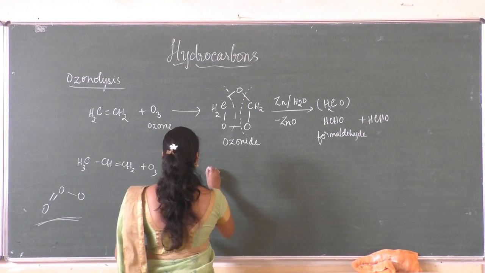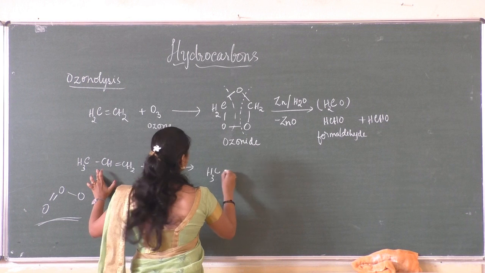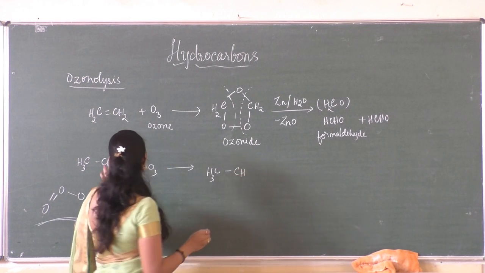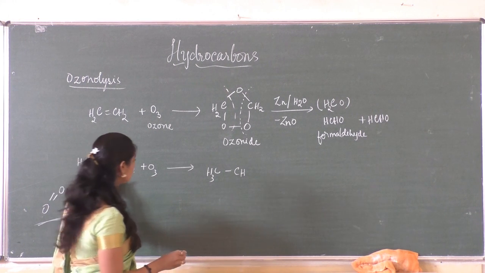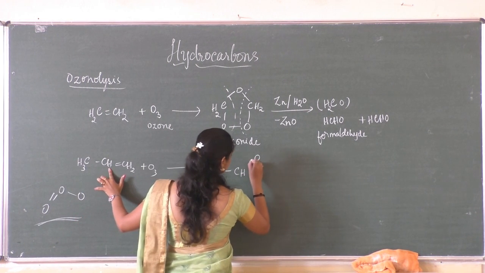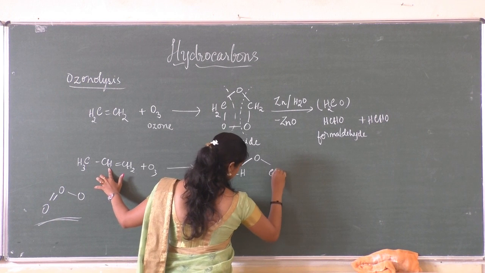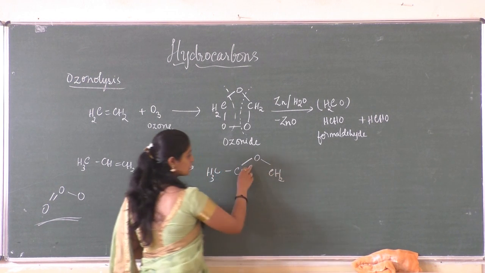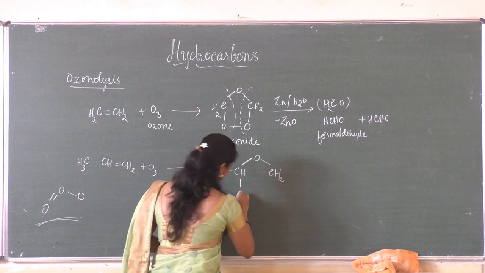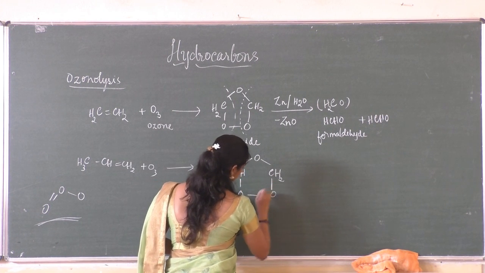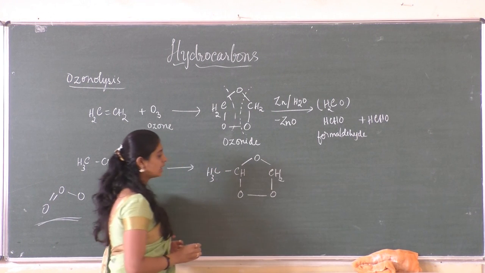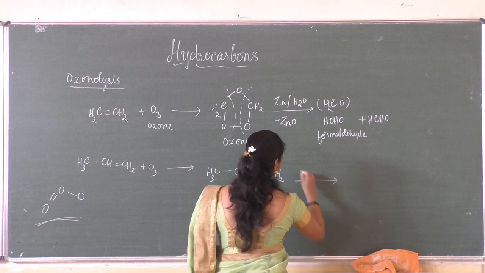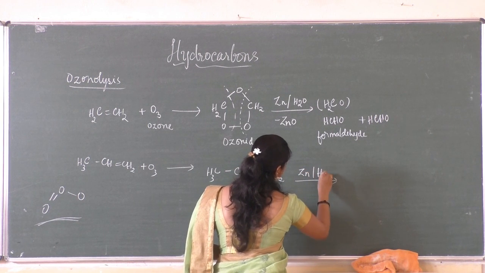So CH3 remains as such. Now you need to put a bond between oxygen atoms, not between carbon to carbon. So put one oxygen here, and put a bond between the two carbon atoms. So it is CH2. Then three oxygen atoms: we have done with one, and the remaining two you need to write like this. So ozonide is formed. This is highly unstable. Which on reduction with zinc and water.